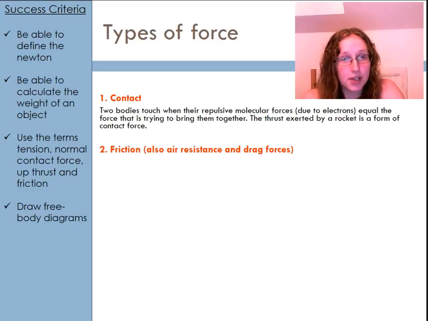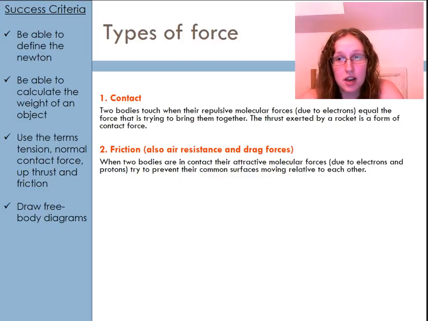Next up is friction, which includes air resistance and drag forces. Basically this is when two surfaces are moving relative to each other, which obviously is going to be a bit of a contact force as well. Next up is tension, which we will talk about quite a lot actually.